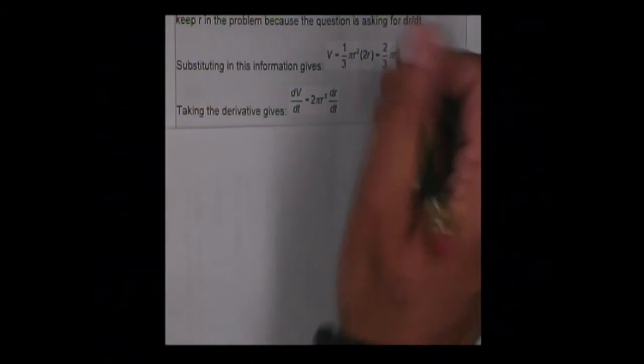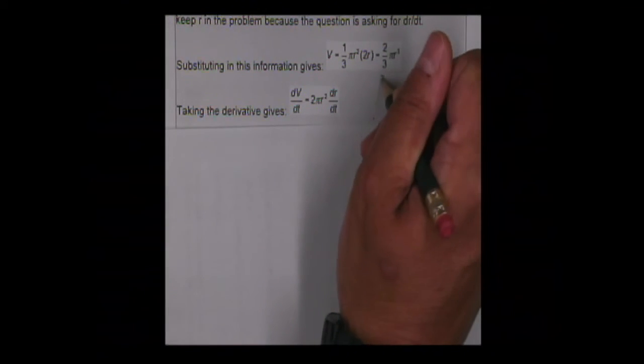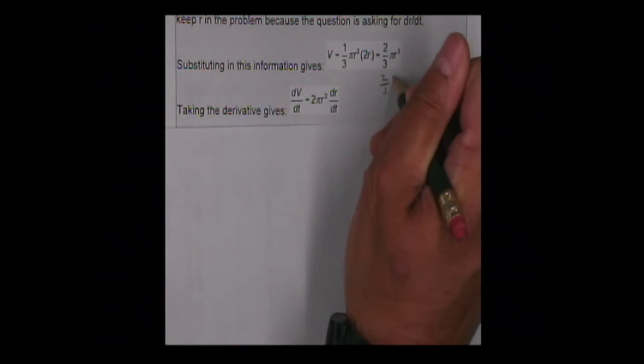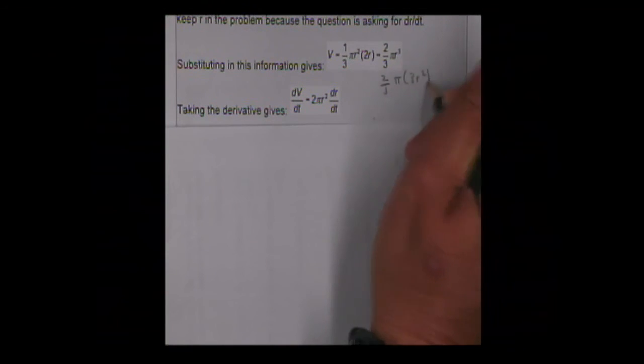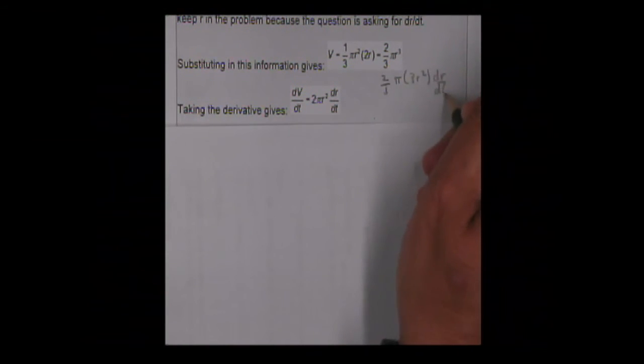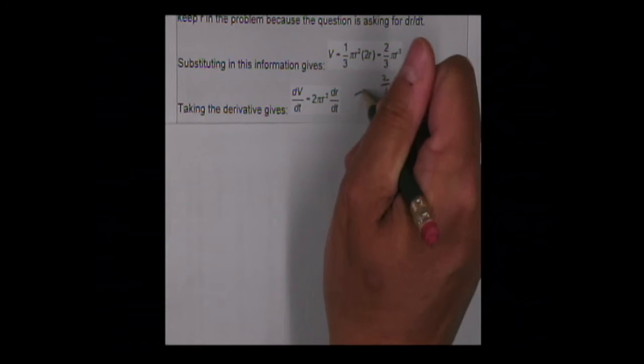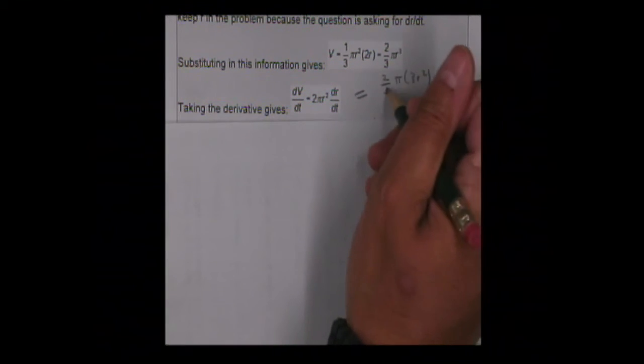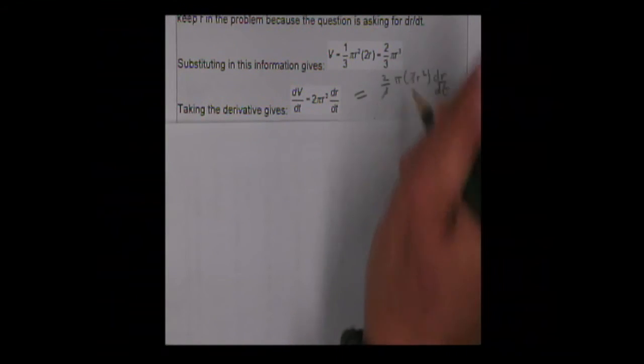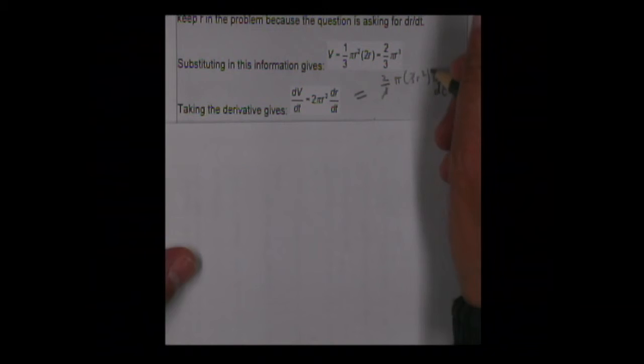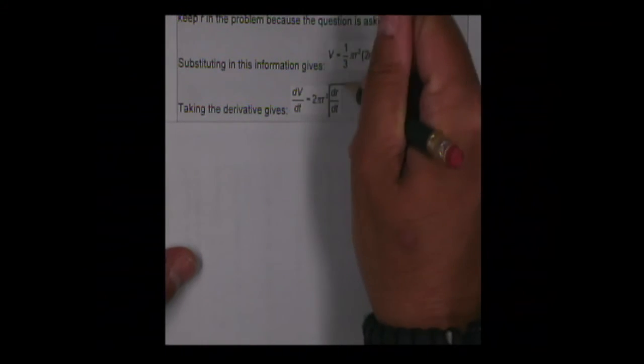Notice if you're going, wait a minute, how'd you get this? Notice when I take the derivative here, it's 2/3 pi 3r squared dr/dt. And the 3's cancel, giving me that 2 pi r squared dr/dt. Again, the item that I just boxed is what I'm looking for.